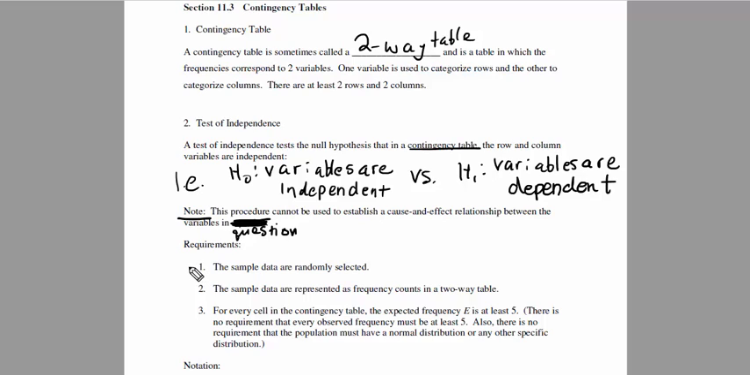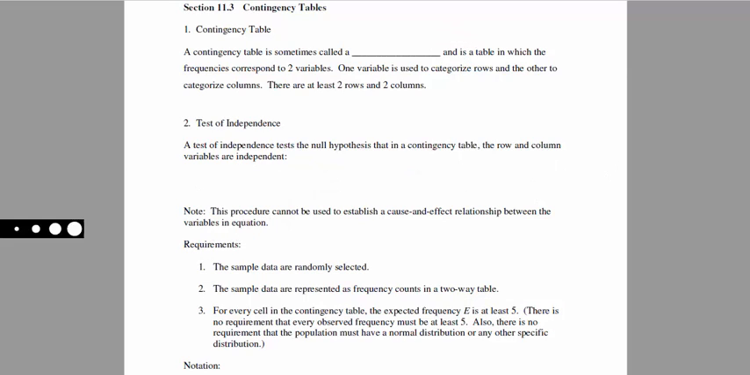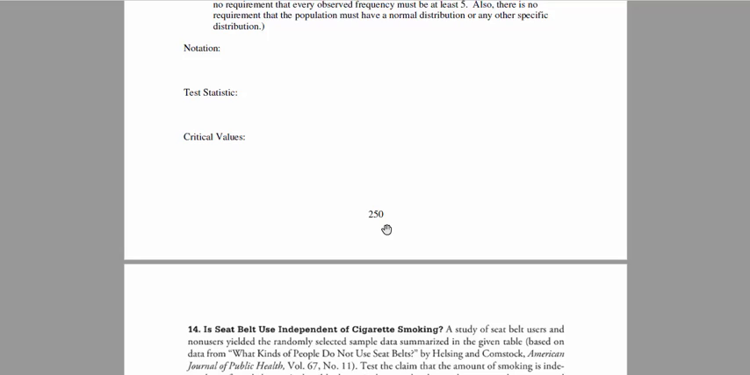So there's three requirements. The sample data are randomly selected. They're represented as counts in a two-way table. That's why we're talking about two-way tables. And for every cell in a contingency table, the expected frequency is at least 5. So that is exactly the same condition as in the goodness of fit test, that the expected frequencies all still need to be at least 5. All right, so let's try to go on to the notation here, and then we'll do 3 quick examples, and then we'll be done.